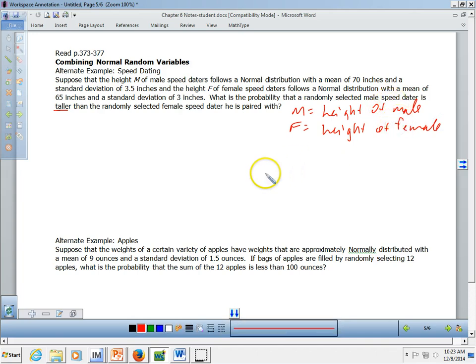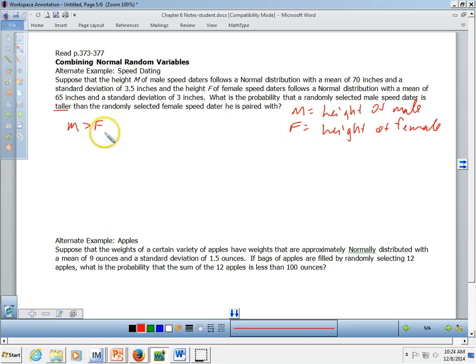What are we talking about? If the male is taller, how would we know if the male is taller than the female, besides standing them back to back and just looking? If I just had their heights, how would I know that the height of the male is greater than the height of the female? I'm trying to give you some hints as I talk about it. We want the male height to be greater than the female height.